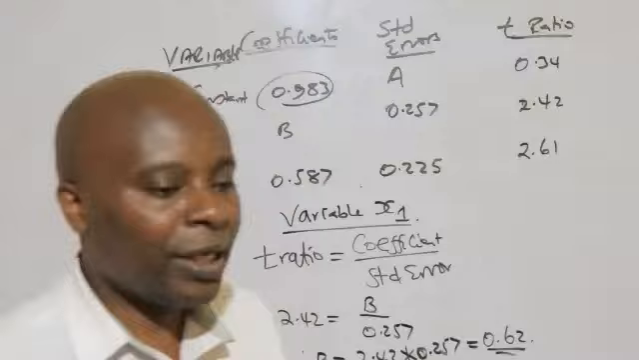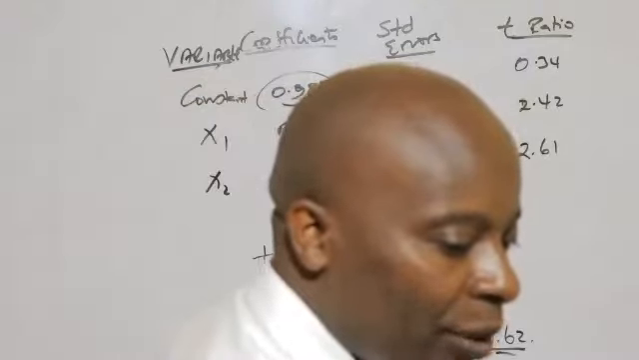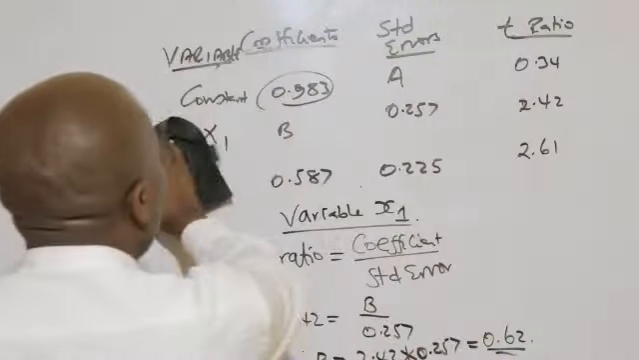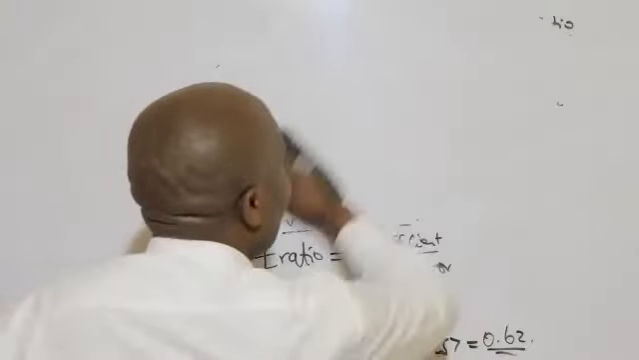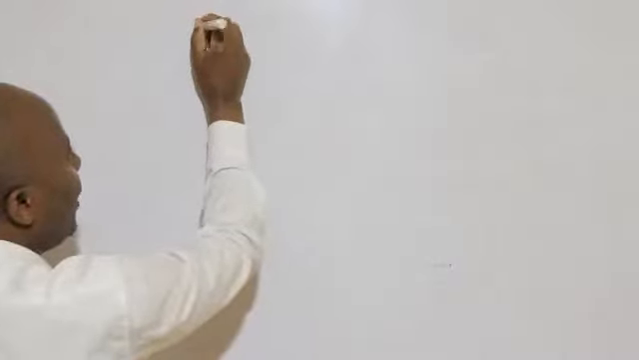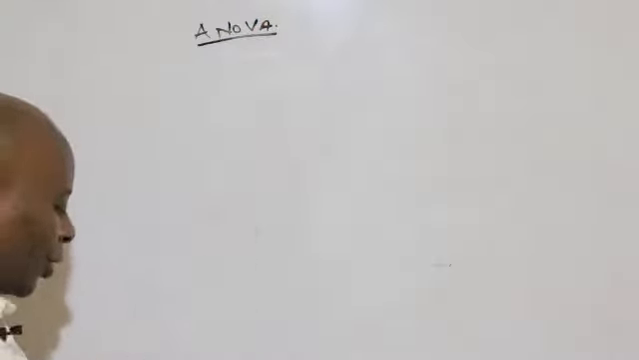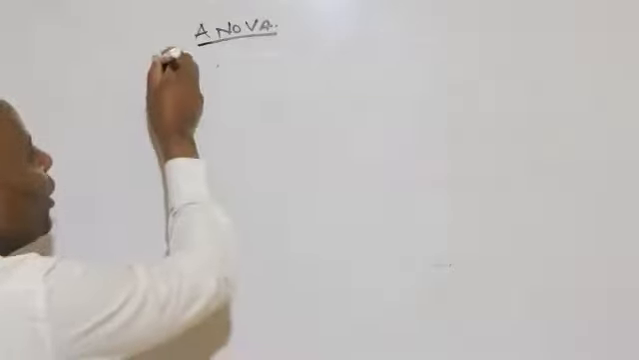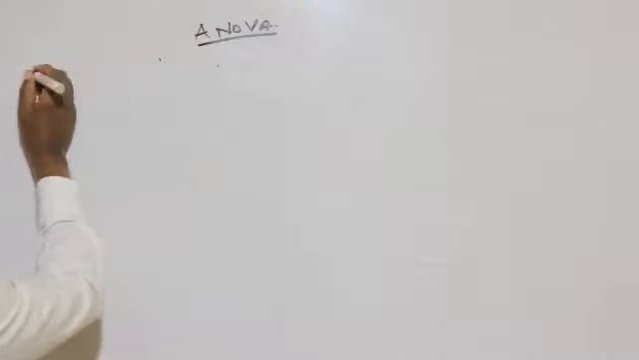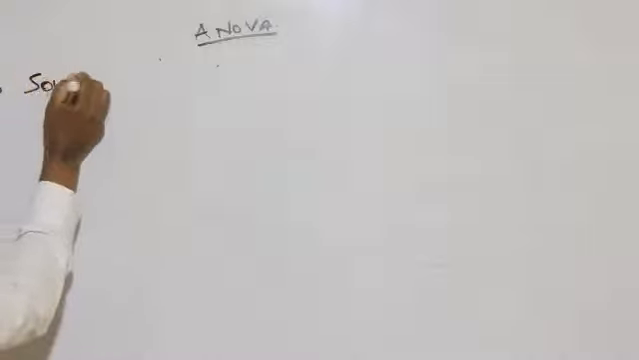ANOVA table stands for analysis of variance. So we have here the ANOVA table. Under the ANOVA table, of course, I will be interested in the sources of my variances, types of variances.